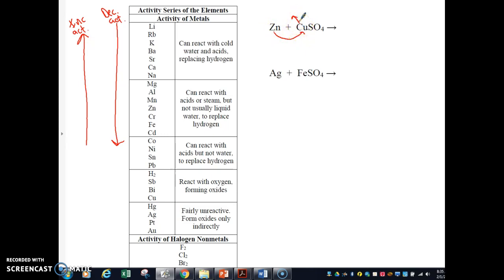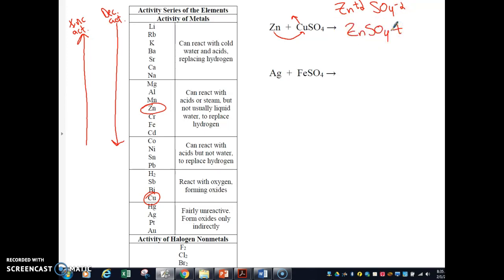So what you want to do is you find those two elements. There's zinc and there's copper all the way down at the bottom. Zinc is more reactive. So that tells us that zinc would be reactive enough to replace copper. Now when you write out the products, remember we're talking about ionic compounds here, so we have to pay attention to the charges. Zinc is a positive 2. Sulfate has a negative 2 oxidation number, so you get ZnSO4.